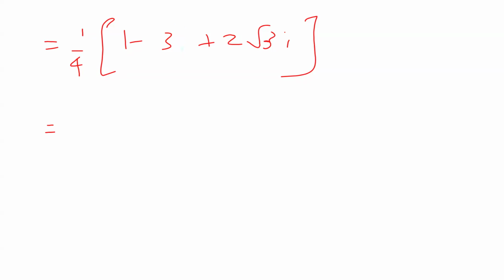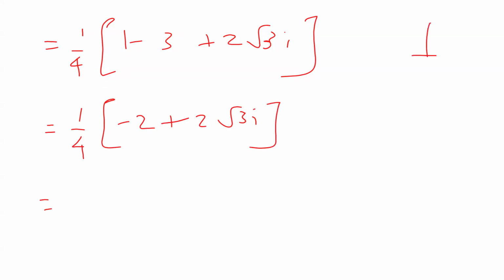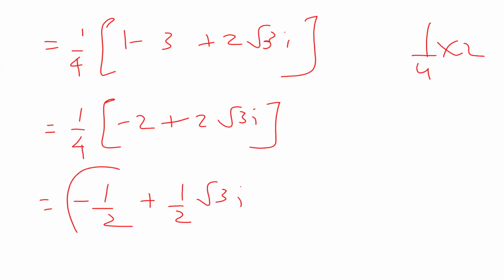So this is going to be 1 upon 4 into minus 2 plus 2 root 3i. So 1 upon 4 into 2 is half, so minus half plus half into 2 root 3i. So this is the real part and this is the imaginary part. Imaginary part is root 3 by 2. Okay. Next one, sub question 3 of question number 4.